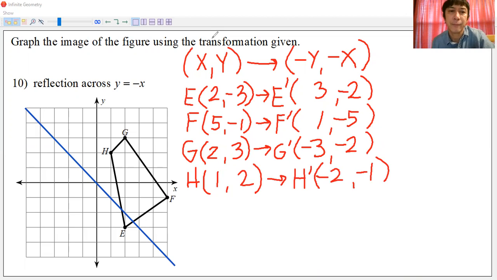Okay, let's plot our computed points. E prime is located at (3, negative 2). So (3, negative 2) is right here. There. Our F prime is (1, negative 5). So (1, negative 5) is down here. And then G prime is (-3, -2) at the third quadrant. (-3, -2). That must be this point. And then H prime also in the third quadrant. (-2, -1). There. Okay. The 4 red points are there.